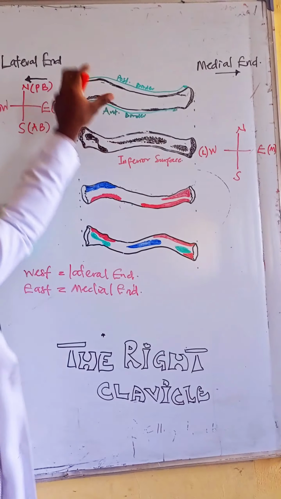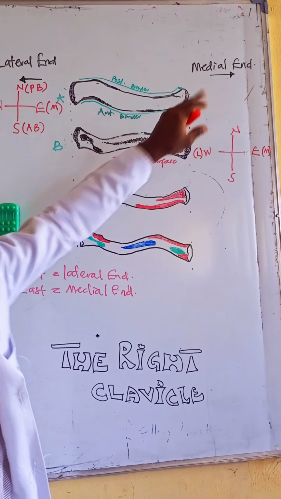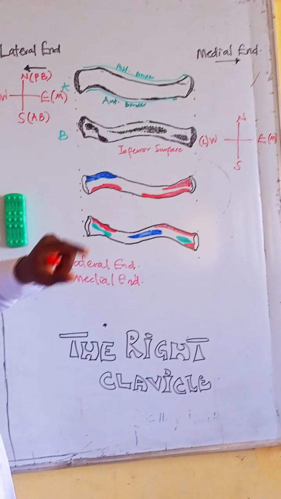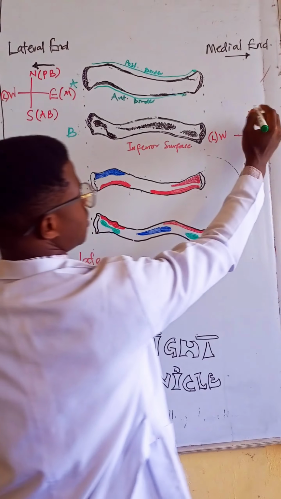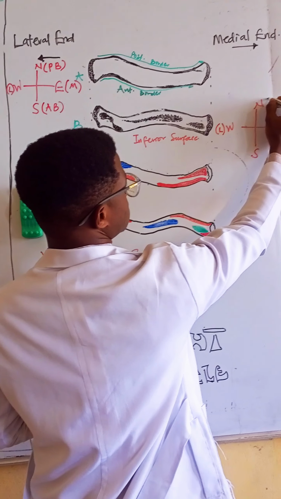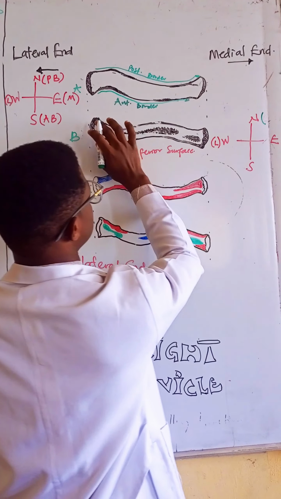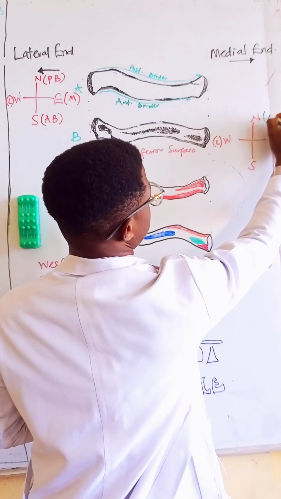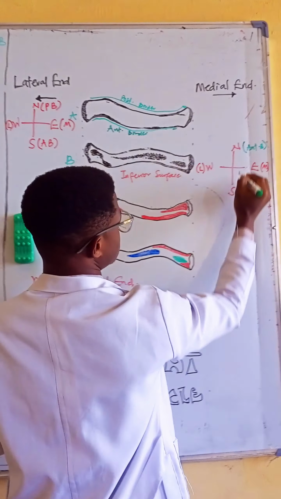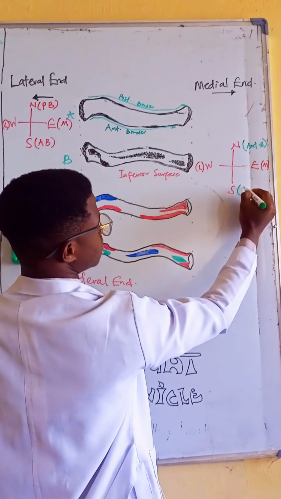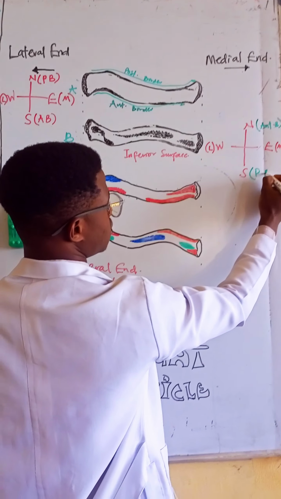So we've considered the superior surface. Now let's go down to the inferior surface. So from our north here, we'll be having the anterior border, while from the south, we'll be having the posterior border.